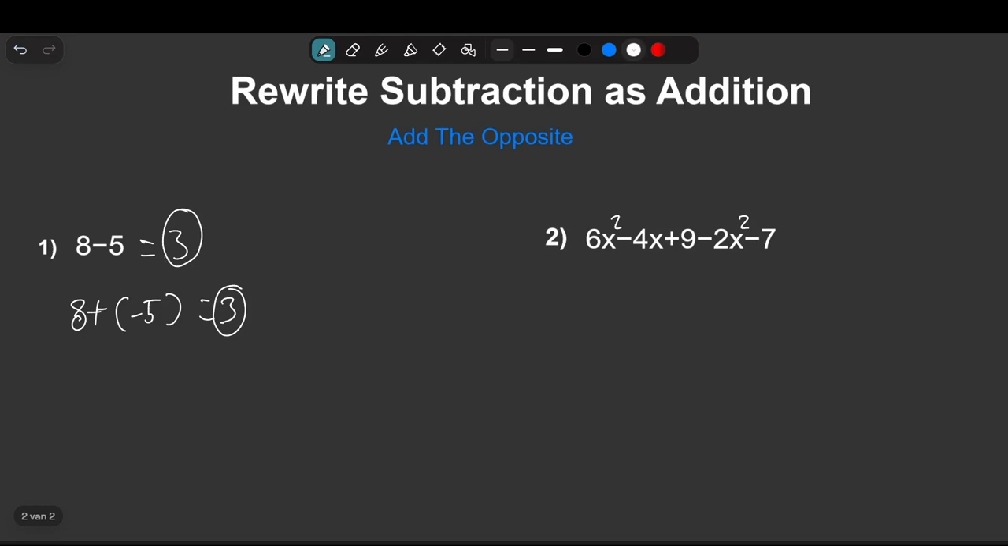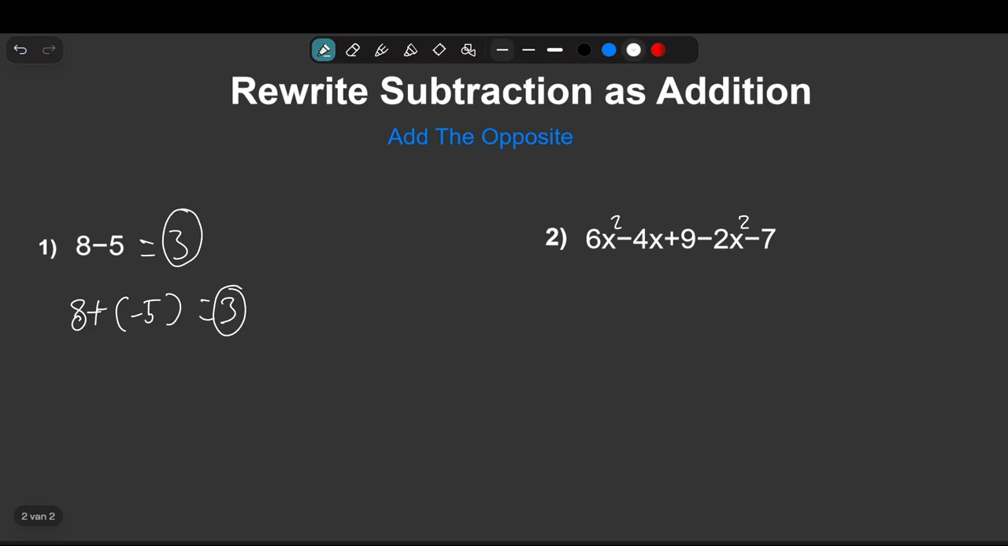Now let's go over to the second example where we have an algebraic example. Anytime you see subtraction, rewrite this as adding a negative. Once everything is written as an addition, we just combine like terms. After simplifying, our final answer is what we are going to work through right now.